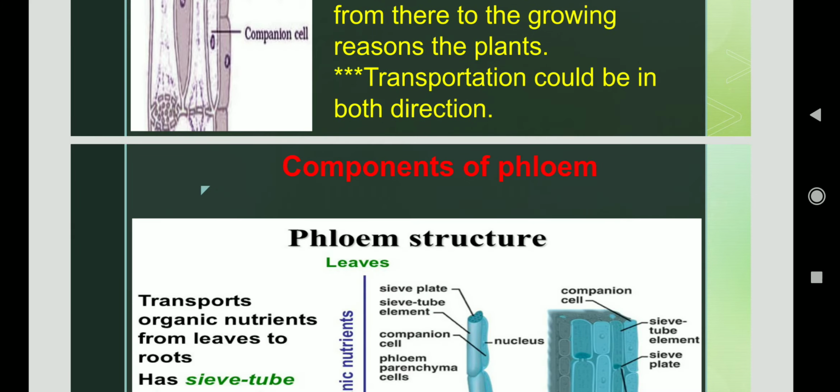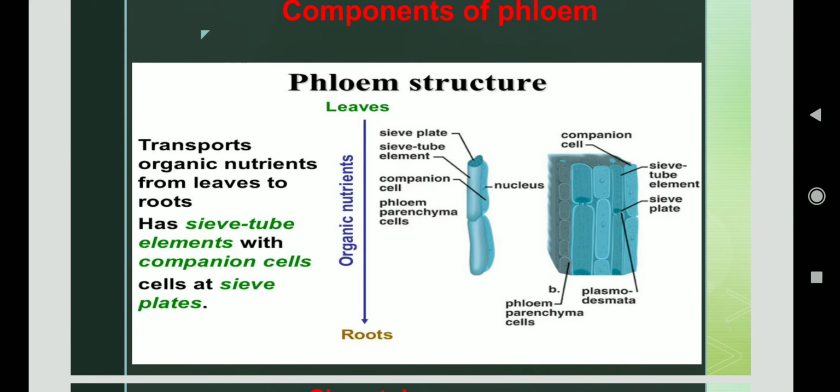Let's start one by one. Components of the phloem, right? What are the components of the phloem? There are basically four types of components: sieve tubes, companion cells, phloem parenchyma, and phloem fibers, right?